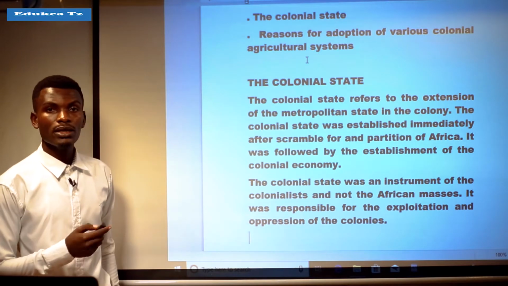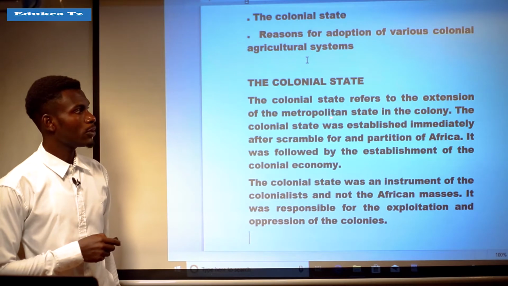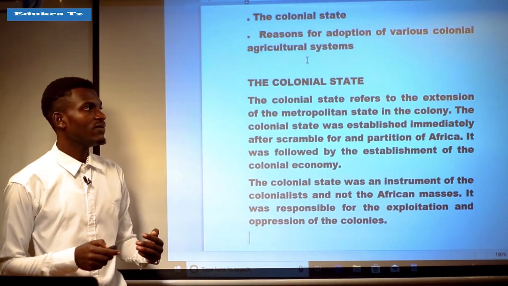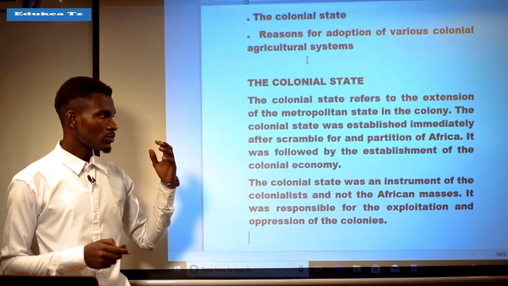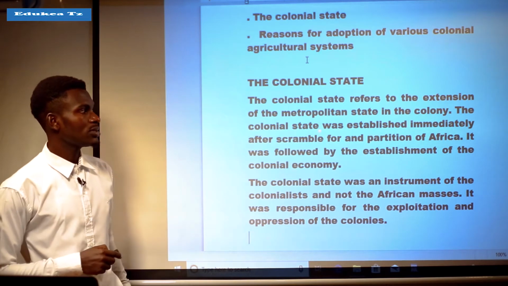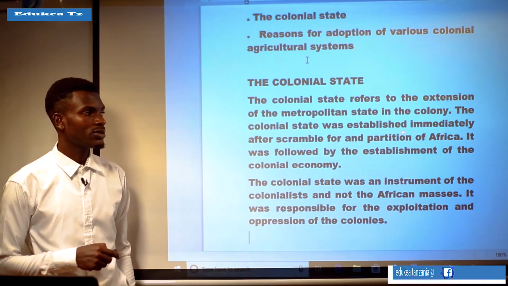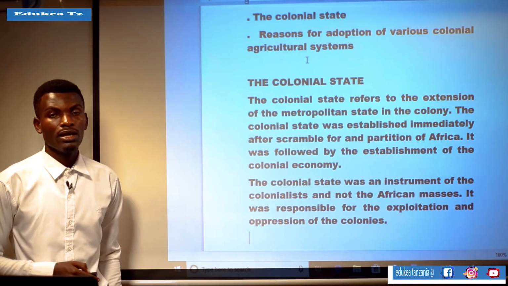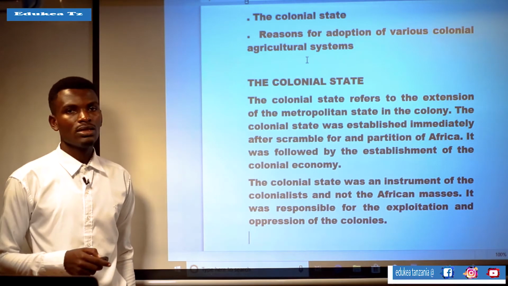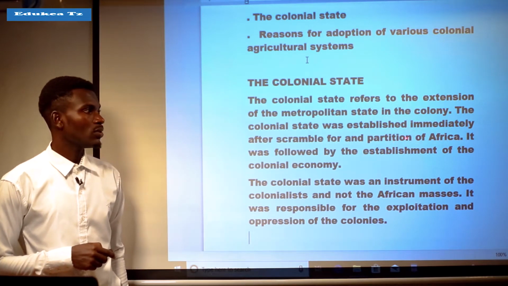The Colonial States, by definition, refer to the extension of the metropolitan state in the colony. It means that Colonial States refer to the extension of the metropolitan states in the colony. The colonial states were established immediately after the scramble for and partition of Africa. It means that they were established soon after the scramble for and partition of Africa.